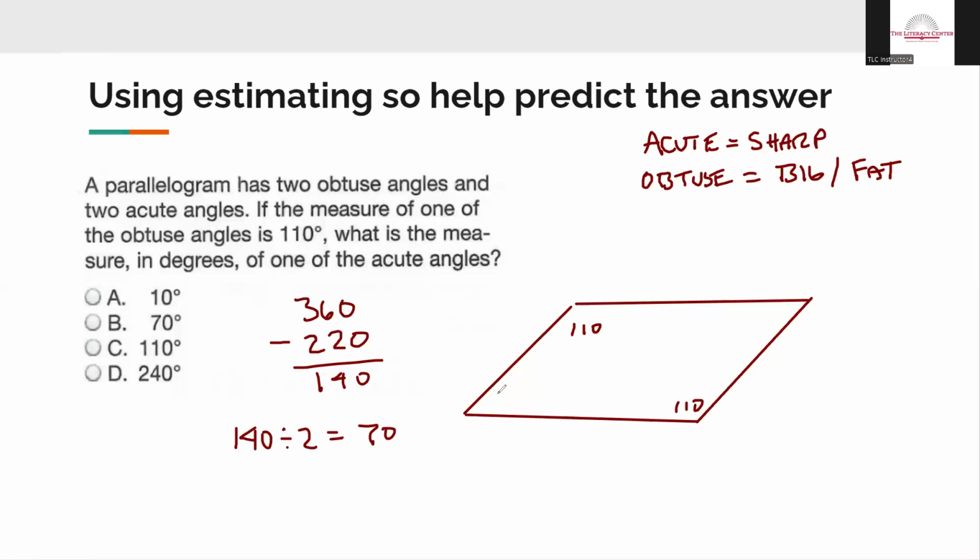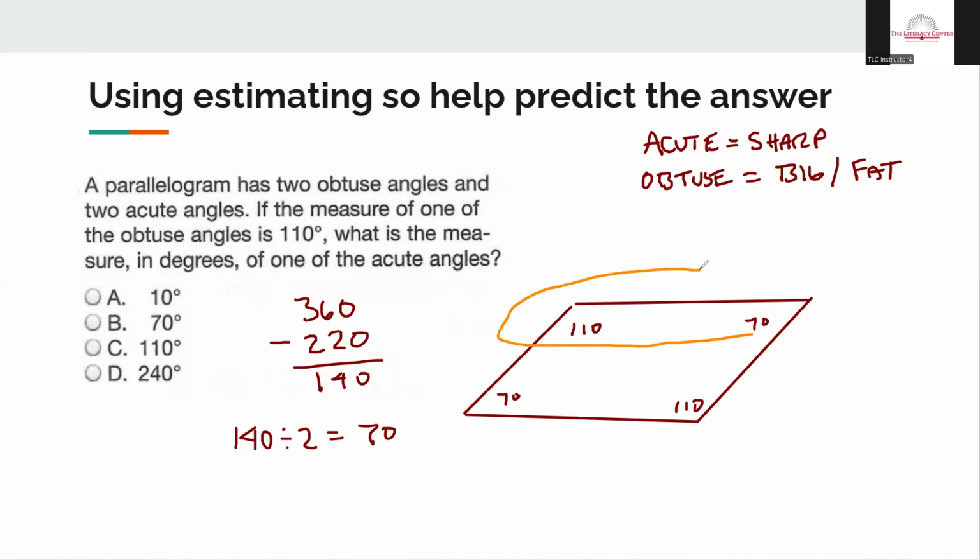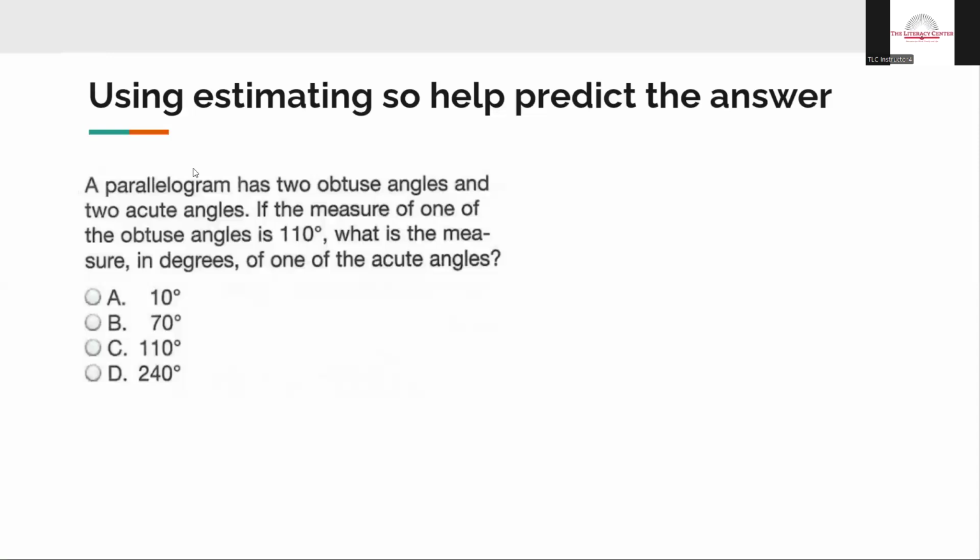I'd like to also point out a tip that I may not have given in class. You may have noticed this actually, that the adjacent angles in a parallelogram add up to 180. 70 and 110 add up to 180. We could even do it the other way. And it's the same thing. Adjacent just means the angles next door. Those will always add up to 180. It's a good way to check your work.